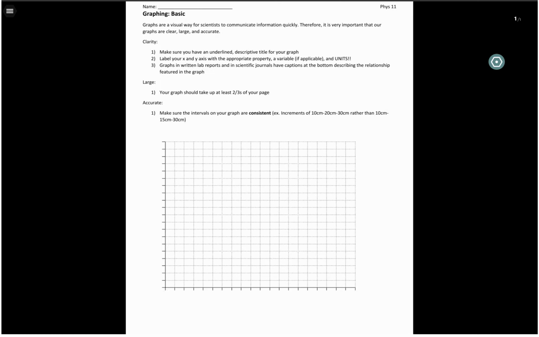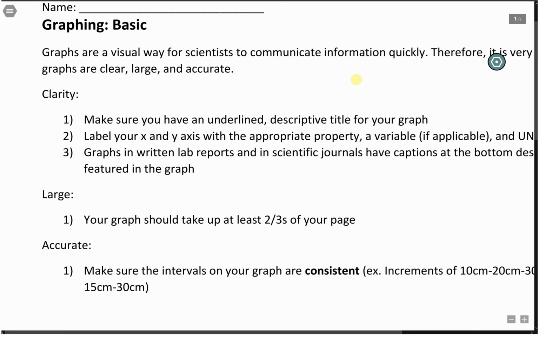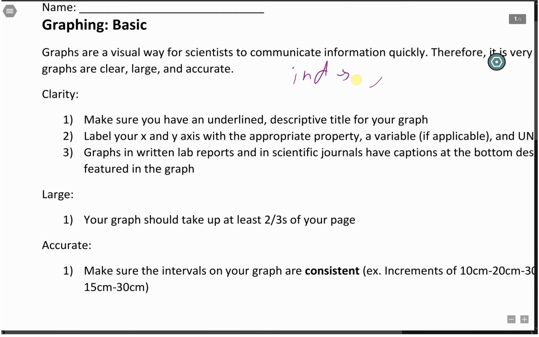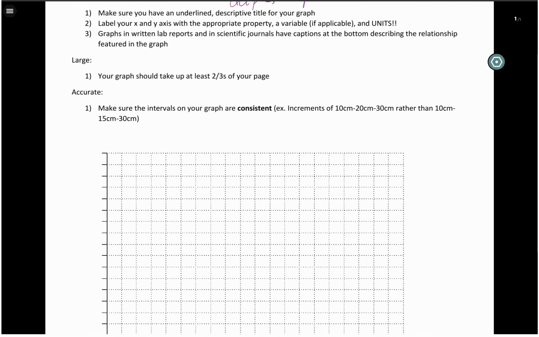So for example, let's say that we are going to do your graph. That is a relationship between the length of the pendulum and its period. Your independent variable will be your length, and then your dependent variable being your T, your period, which I'm going to write as this over here.